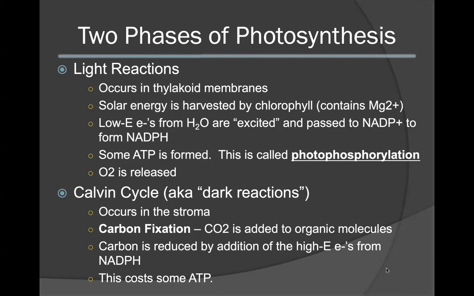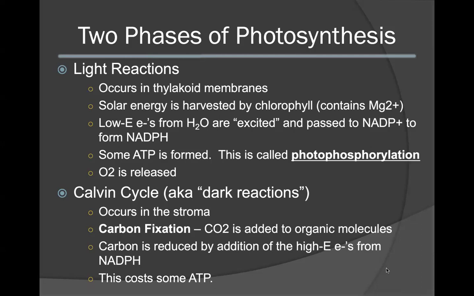These electrons are then going to be passed, in this case, to NADP+ to form NADPH. Keep in mind that this is simply another electron carrier. In respiration, we saw the important carrier as NADH. In photosynthesis, the important electron carrier is NADPH. In the light reactions, some ATP is also going to be formed. This is going to be formed through the process of photophosphorylation.